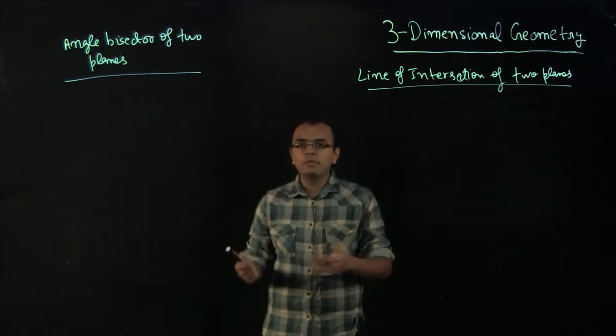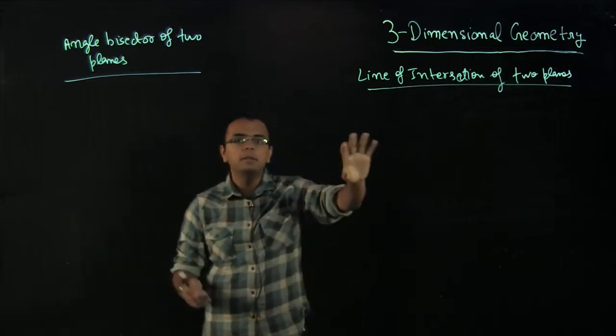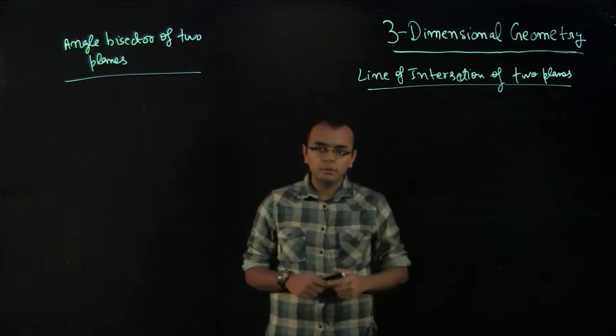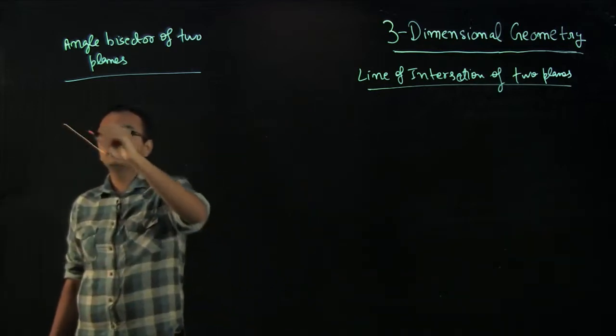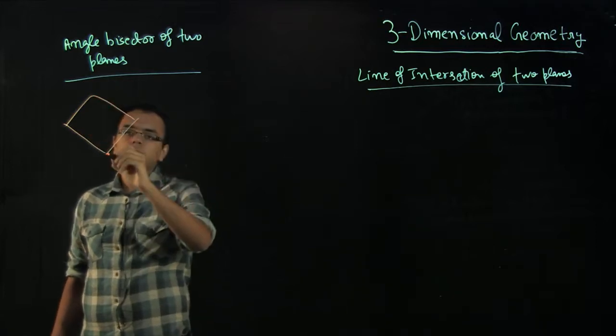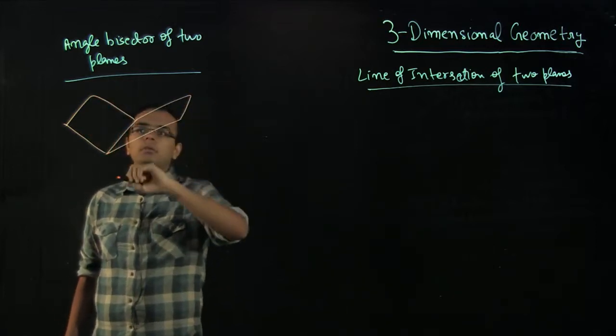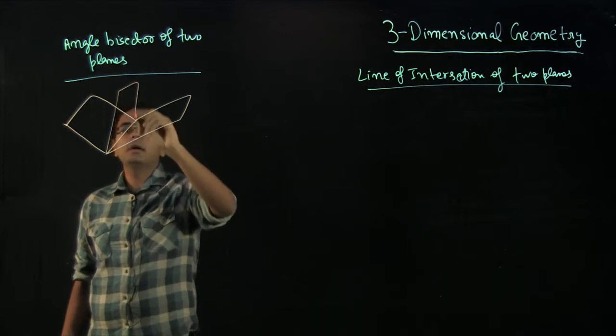And I will just give you the formula. I won't even be doing a problem on this, but I will be spending some time on it because I think this is a relatively important topic. Okay, so let us say we have a pair of planes and you have to find an angle bisector.